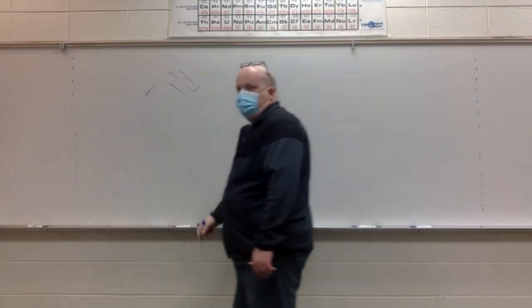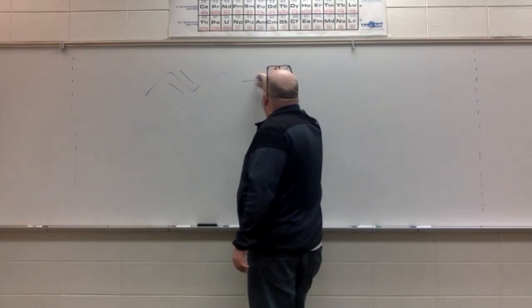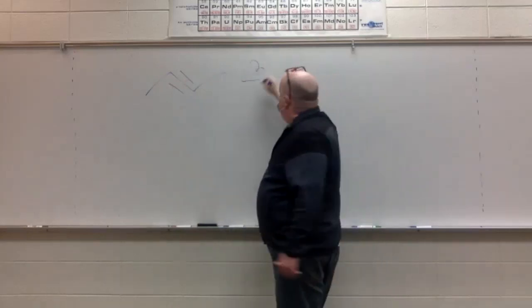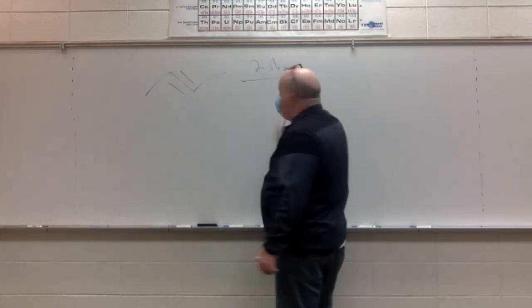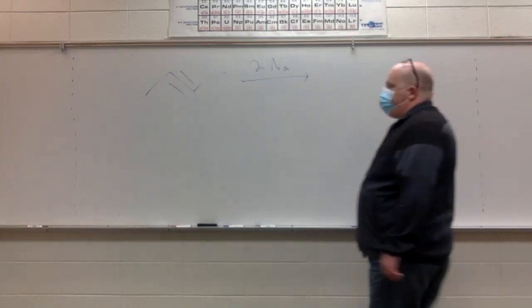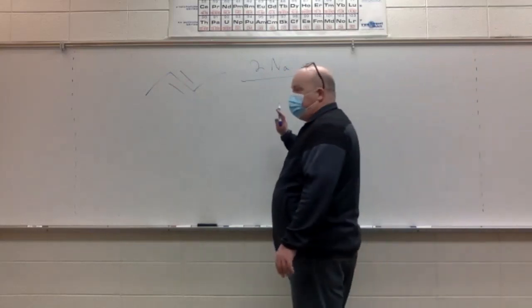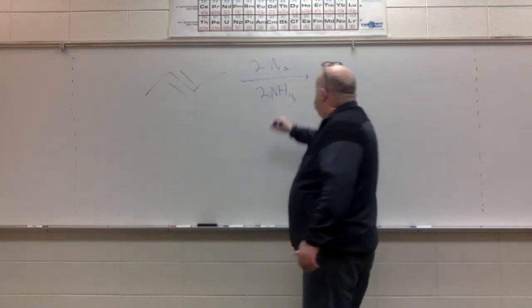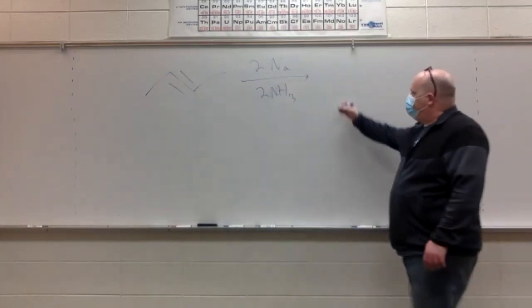All right, let's take an alkene. It's possible to make a trans alkene if you add 2 equivalents of sodium. And this is sodium metal. This is not ionic sodium, so it's not Na+. And 2 equivalents of ammonia, NH3.